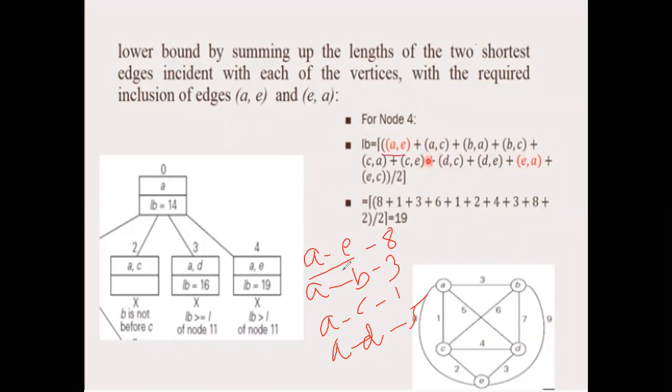So write down A to E. That is why it is given in different color. So A to E, you write down. So from the remaining, which is the minimum, A to C. So write down A to C. Is this clear?